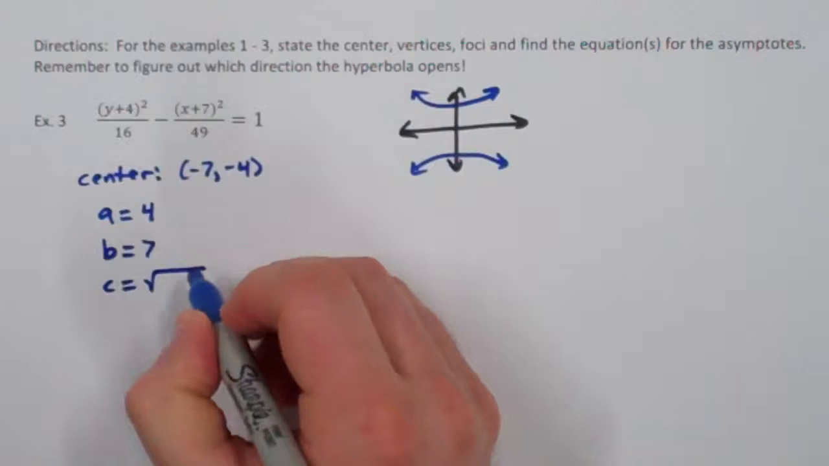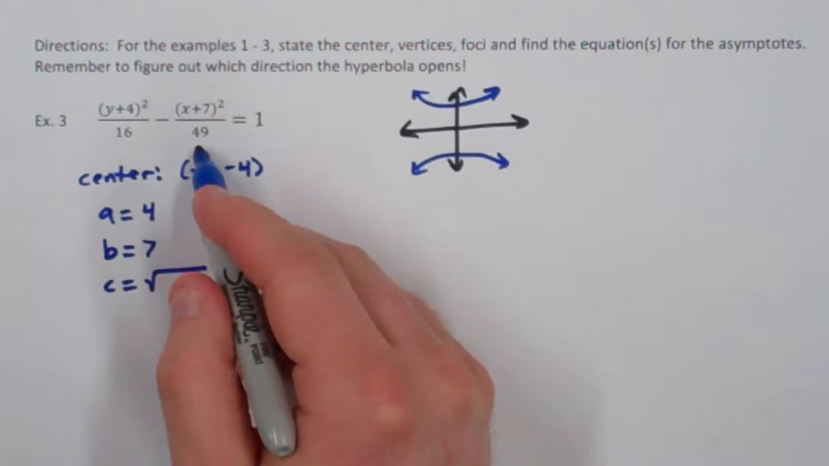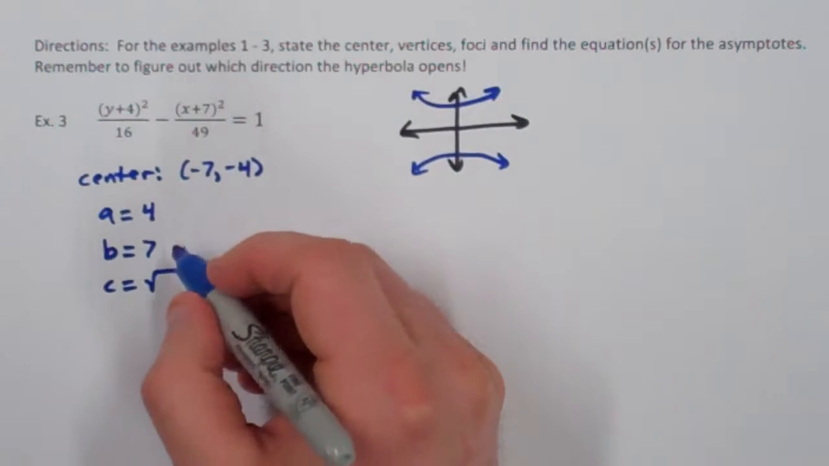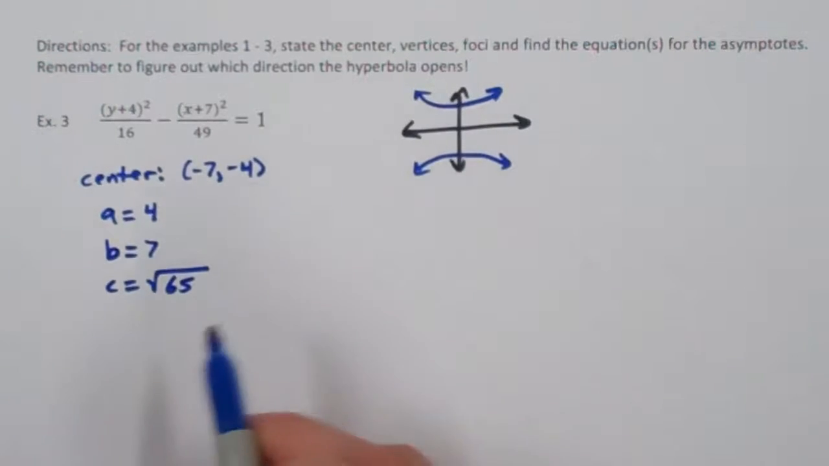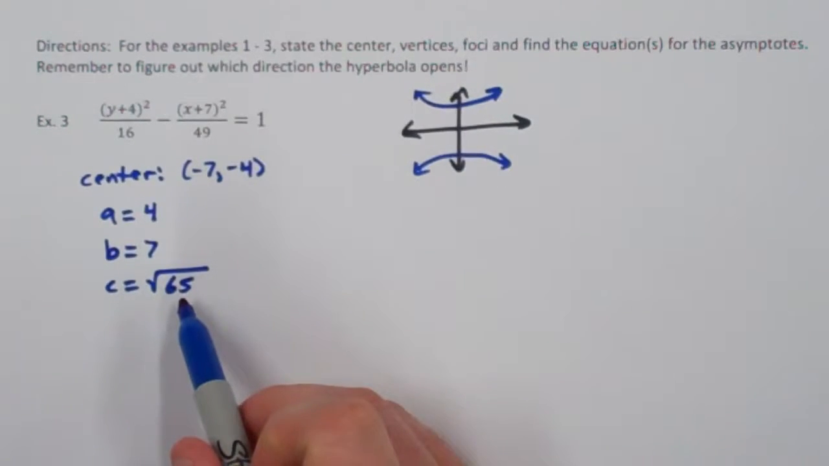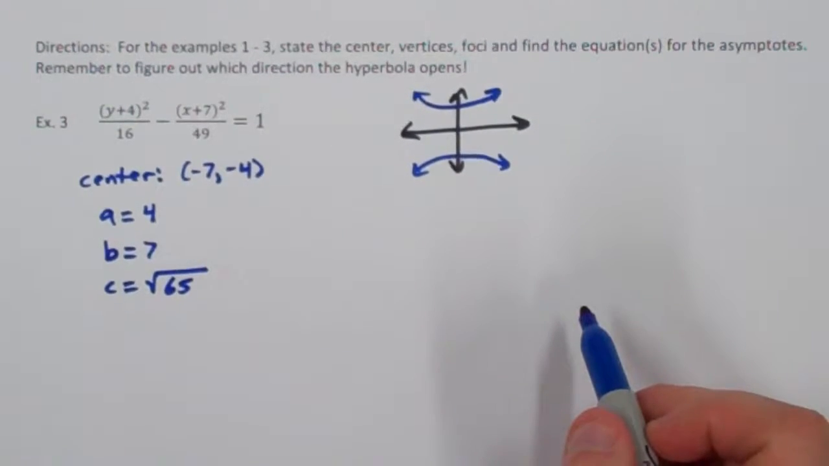C is going to be the square root of 16 plus 49, so 16 plus 49, that should be, I think, 65. And if we try to break that down, we've got 65 divided by 5 is 13, and 13 and 5 are prime numbers, so that's the value of C in simplest form.